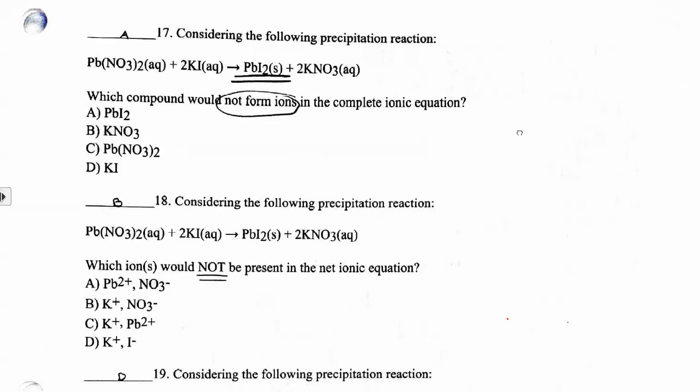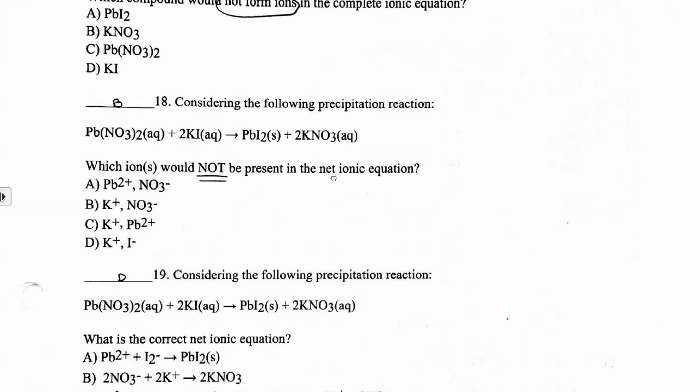All right, 17. Considering the following precipitation reaction, which compound will not form ions, meaning which one is the spectator ions? You don't even have to do the whole problem, but if you want to, you can. Recognizing that this is going to be insoluble because it makes a precipitate, a solid, and this is soluble, which means it is going to be in its ions. All of these are in ions, which means the K's are going to cross each other out. The NO3s are going to cross each other out. So the one that actually stays is PbI2.